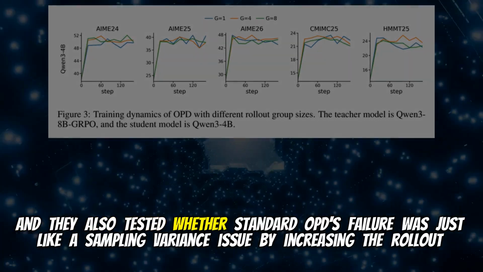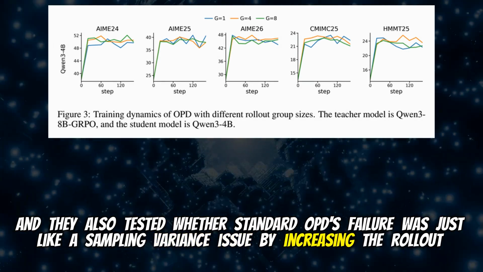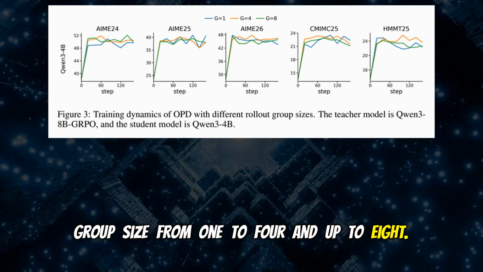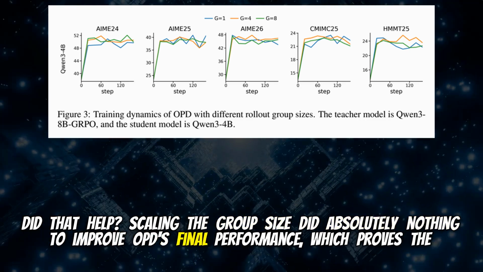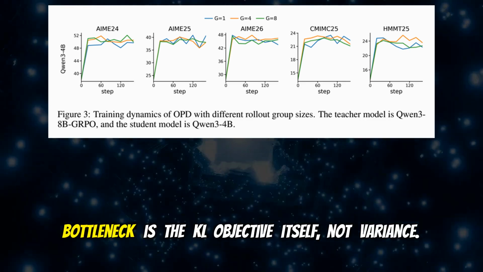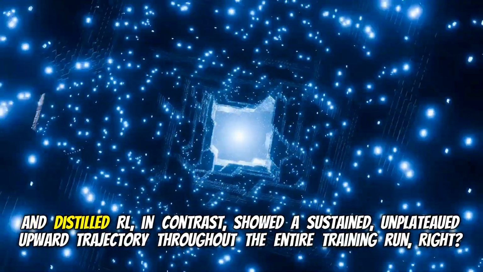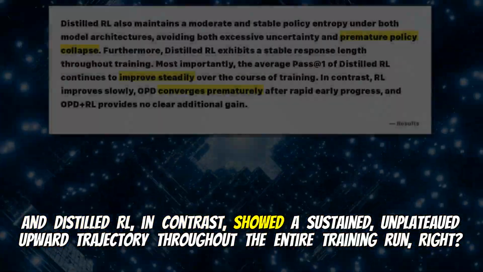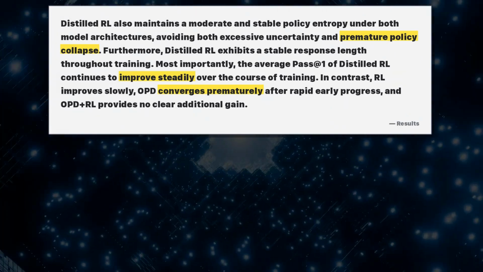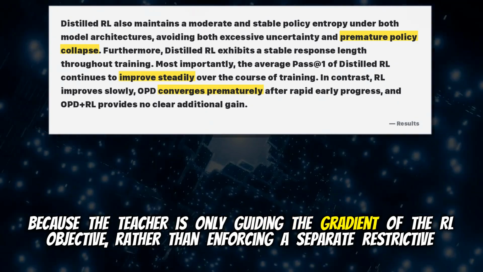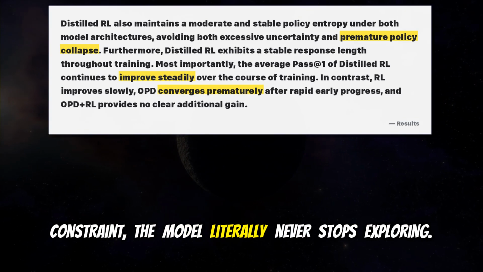Exactly. And they also tested whether standard OPD's failure was just a sampling variance issue by increasing the rollout group size from 1 to 4 and up to 8. Did that help? Scaling the group size did absolutely nothing to improve OPD's final performance, which proves the bottleneck is the KL objective itself, not variance. Wow. And Distilled RL, in contrast, showed a sustained, unplateaued upward trajectory throughout the entire training run, right? Yep. Because the teacher is only guiding the gradient of the RL objective rather than enforcing a separate restrictive constraint, the model literally never stops exploring.